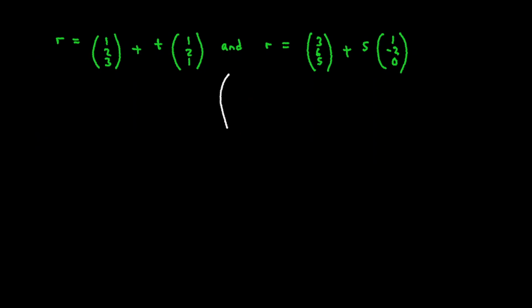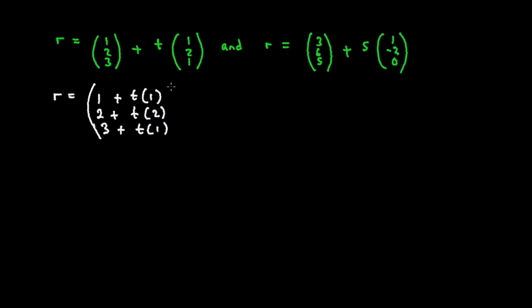So this is the underlying philosophy of what we are doing, and I'm going to show you what we actually mean. Otherwise, let us simplify first. r is equal to, here it's 1 plus t times 1, then 2 plus t times 2, then 3 plus t times 1, like that. Meaning r is equal to (1 plus t, 2 plus 2t, 3 plus t). So this is the x, the y, the z.